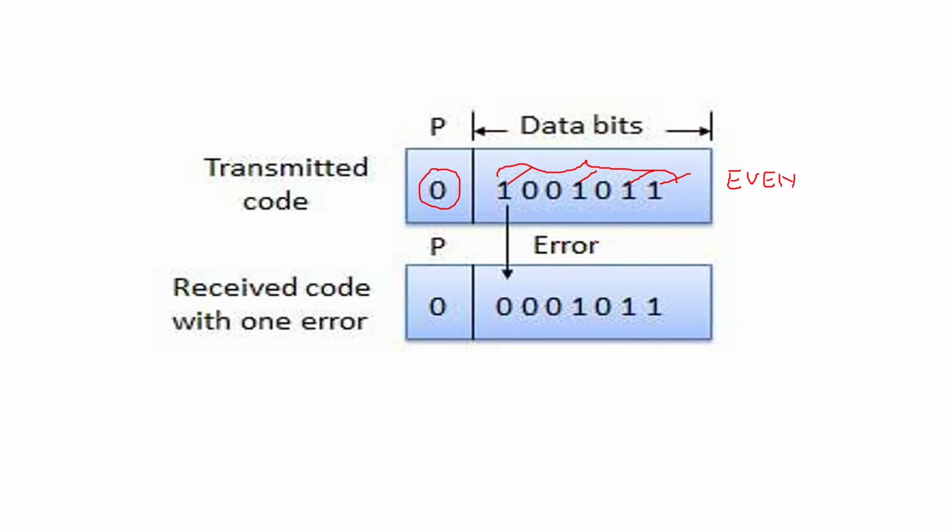And while you are receiving it in the receiver, these are the data bits, and from these data bits, this 1 has become 0 here. If you see the complete code word, then how many logic ones are there? 1, 2, and 3. So you are having 3, which is odd. So you have received an odd number of ones, which means error in the code. This is the received code with one error. So like this, you can check by this method whether an error has occurred or not by counting the number of logic ones in the received code word.